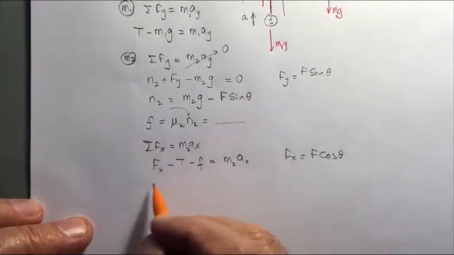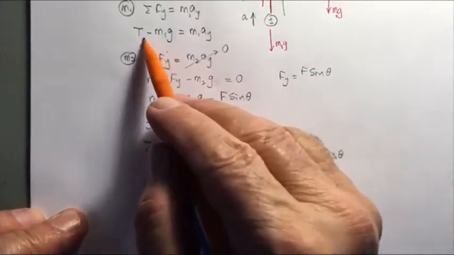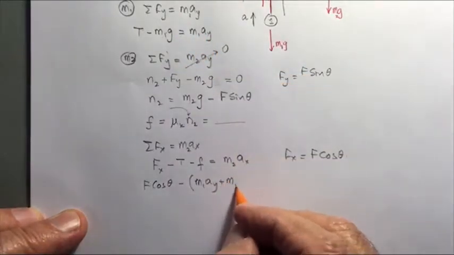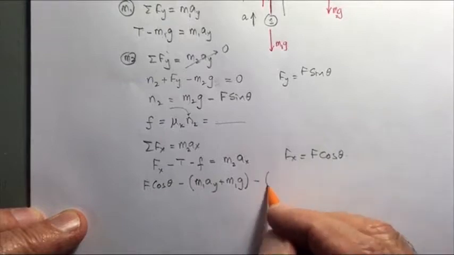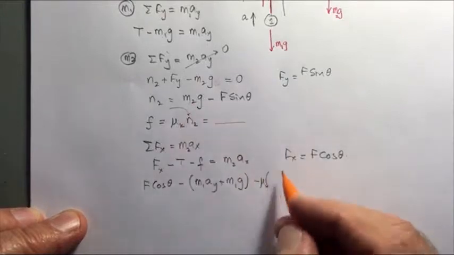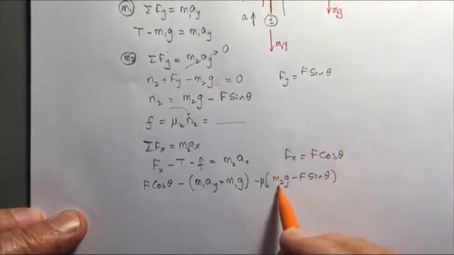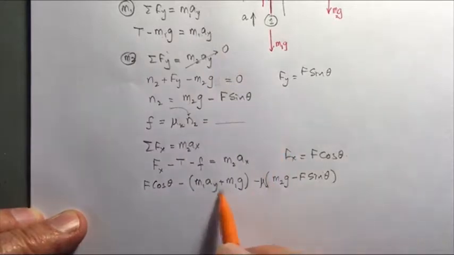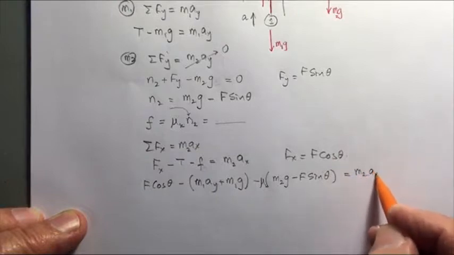So if I write this out, this becomes F cos theta minus tension, and tension is going to be m1 ay plus m1 g, that's T, minus friction, and friction is going to be mu k times N, and N2 is m2g minus F sine theta. That's N2 times mu, so that's the friction, and the tension is m1a plus m1g, that's here, and that equals m2 ax.